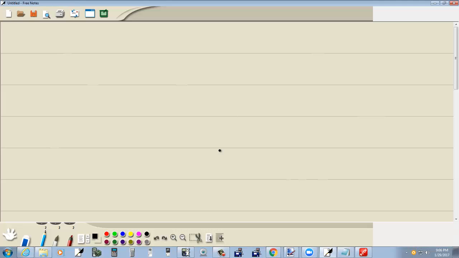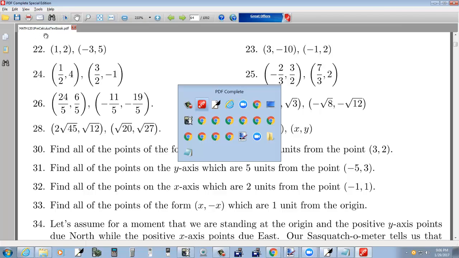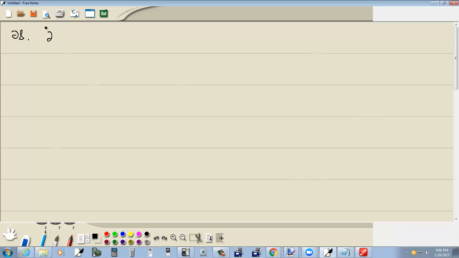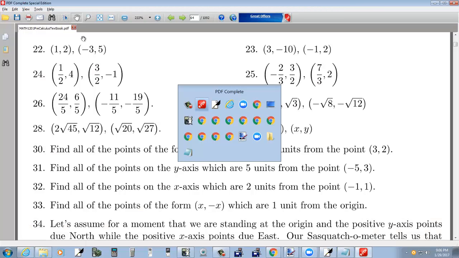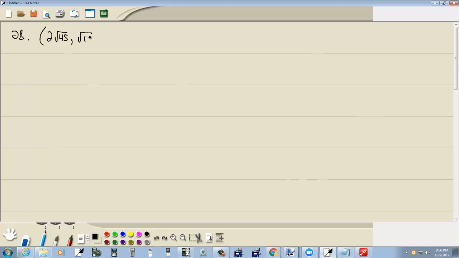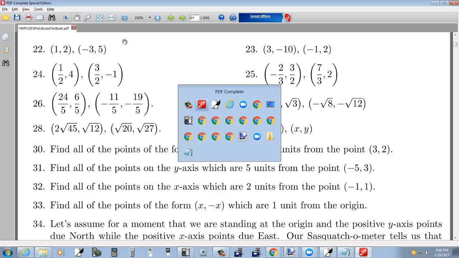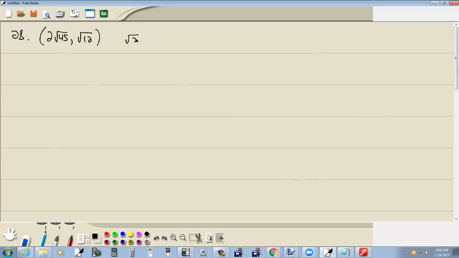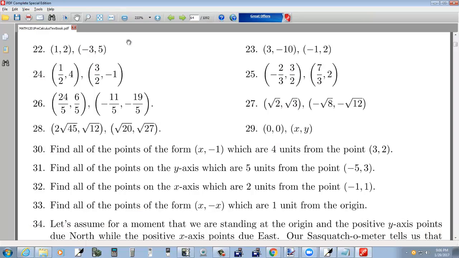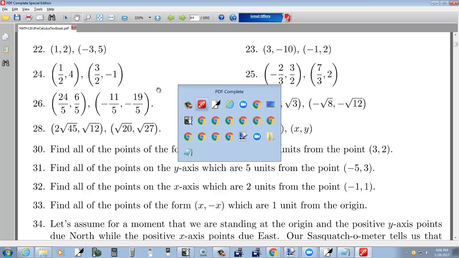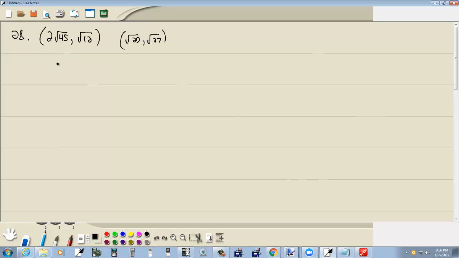Let's take a look at number 28. We got 2 square root of 45, square root of 12, 2 square root of 5, okay, square root of 20 and square root of 27. And we'll find the distance and midpoint, I think. That's what the instructions were. Okay, well, first thing we need to do is we've got to simplify all these radicals.